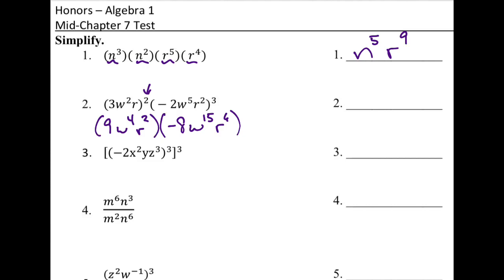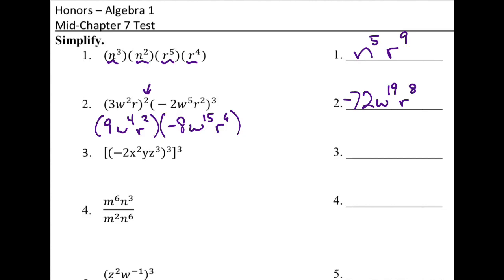Okay, so here we've just got a parenthesis times a parenthesis. Numbers get multiplied. Negative 8 times 9 is negative 72. W's have their exponents added, multiplication. R's have their exponents added, r to the 8th.